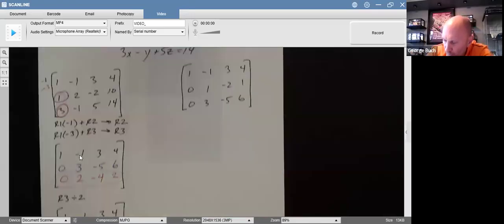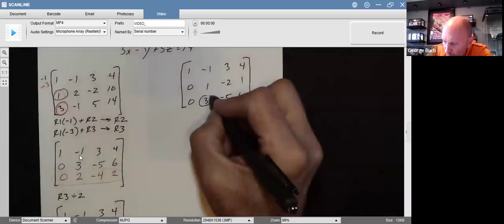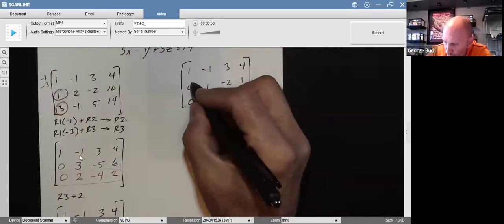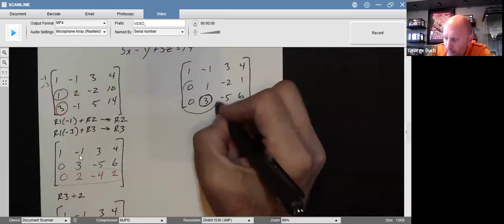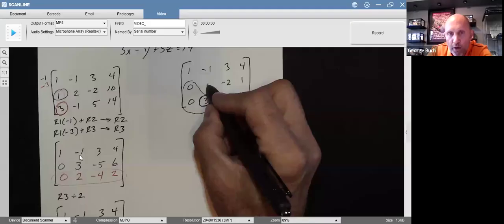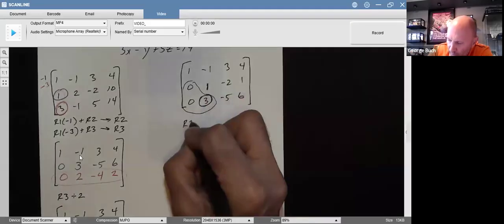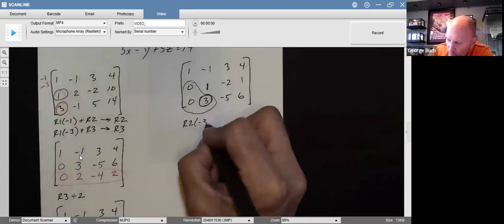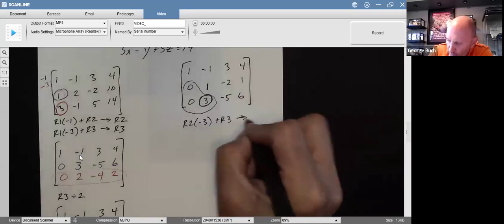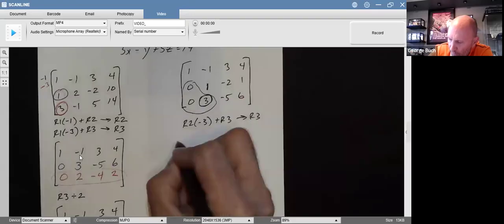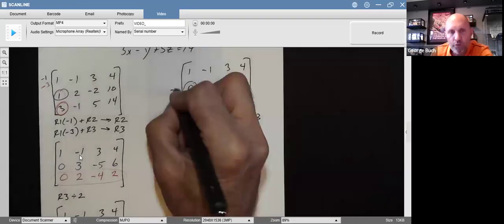And why did I do that? Well, again, I want to get a 0 down here so that I get zeros in this whole bottom corner. And it's a lot easier with this being a 1. Because now I can do what? Row 2 times -3 plus row 3 gives me my last row 3 that I'll end up with. Again, let's put our little note there.